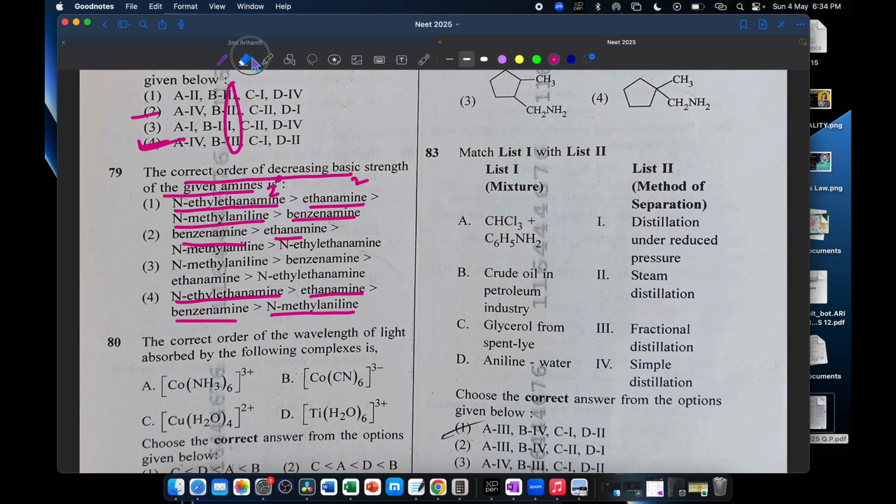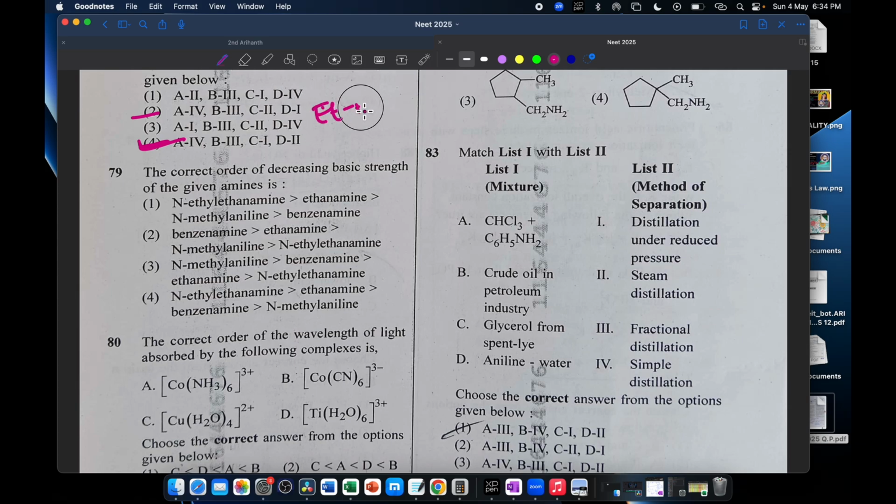Okay. So drawing the structures of all will be easy. So first one is N-methyl ethanamine. N-ethyl ethanamine, 2 ethyl groups are connected to nitrogen. This is the strongest one. So this is the right option.